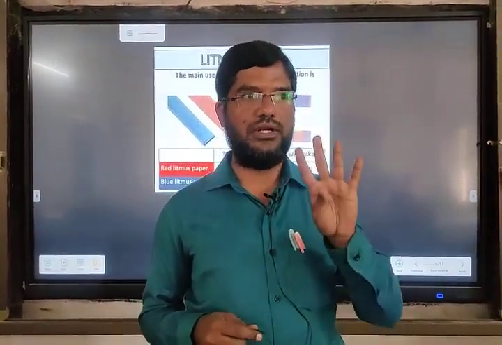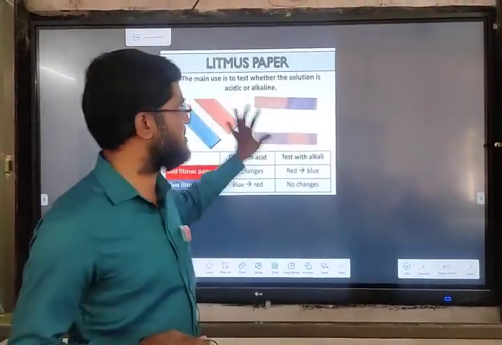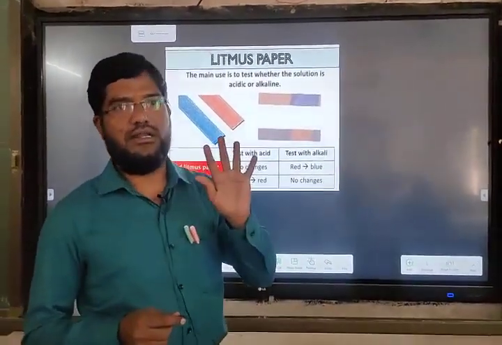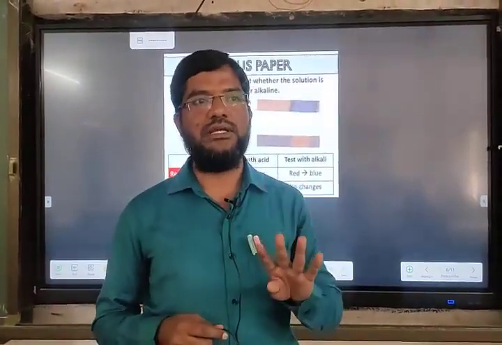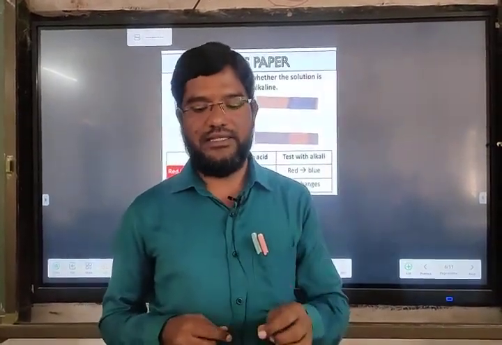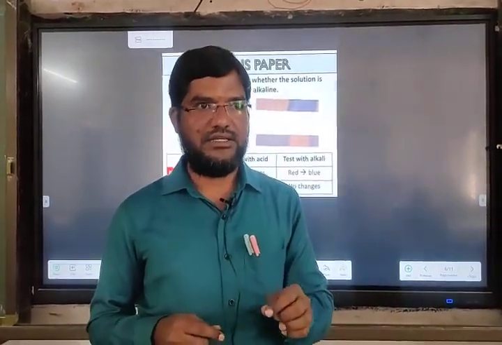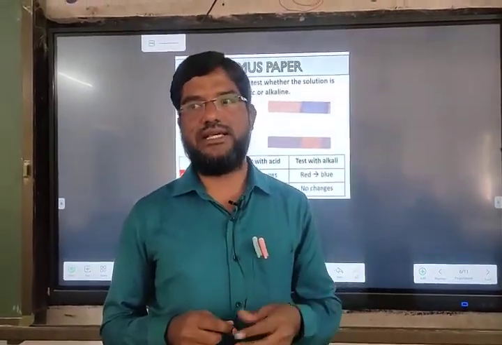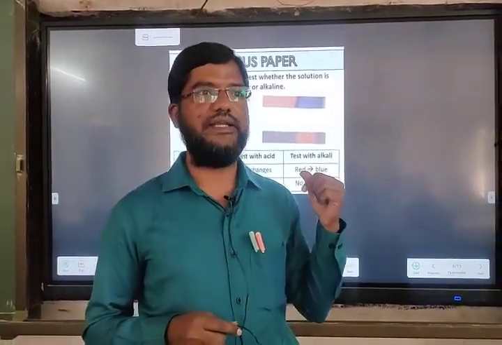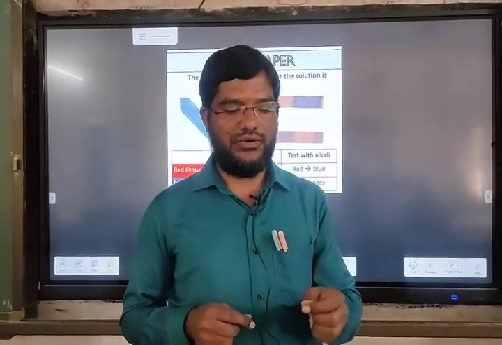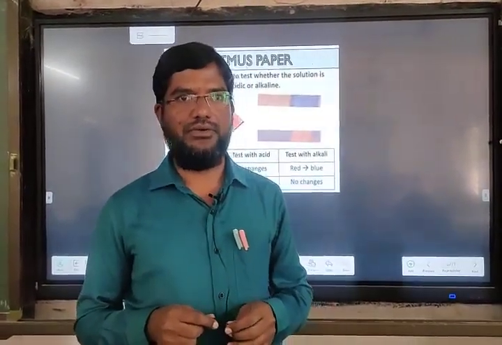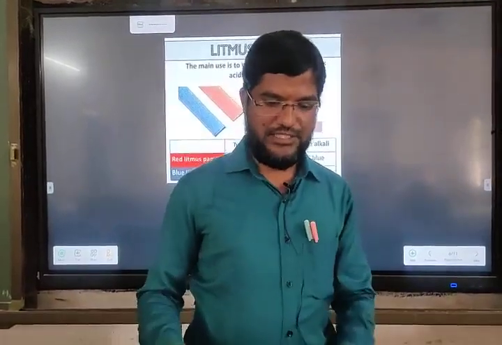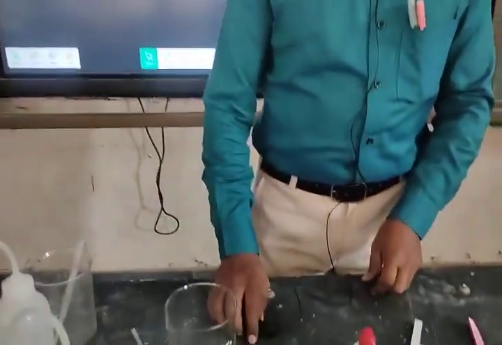Now we have four indicators: two litmus papers and two liquid indicators. By using these four indicators in this experiment, we will test some acids and bases. We have to see which types of changes we observe when treating with these indicators. Okay, so now let us see the experiment. What is the experiment here?